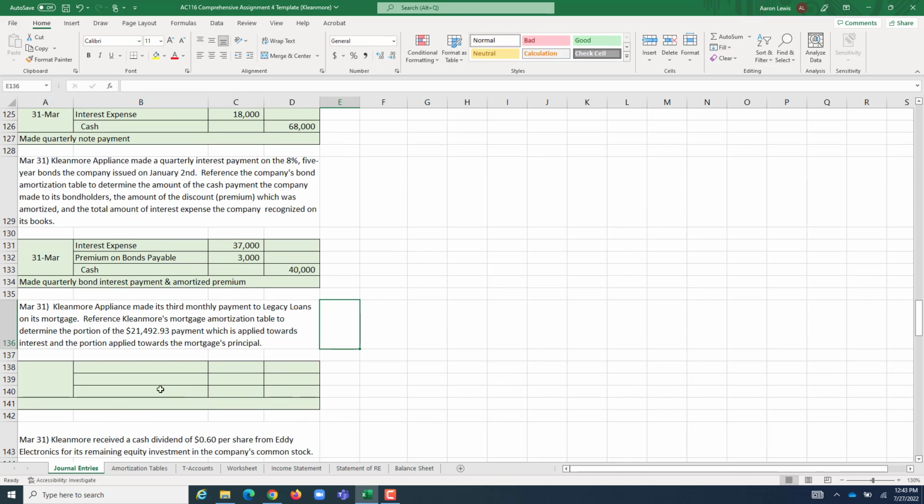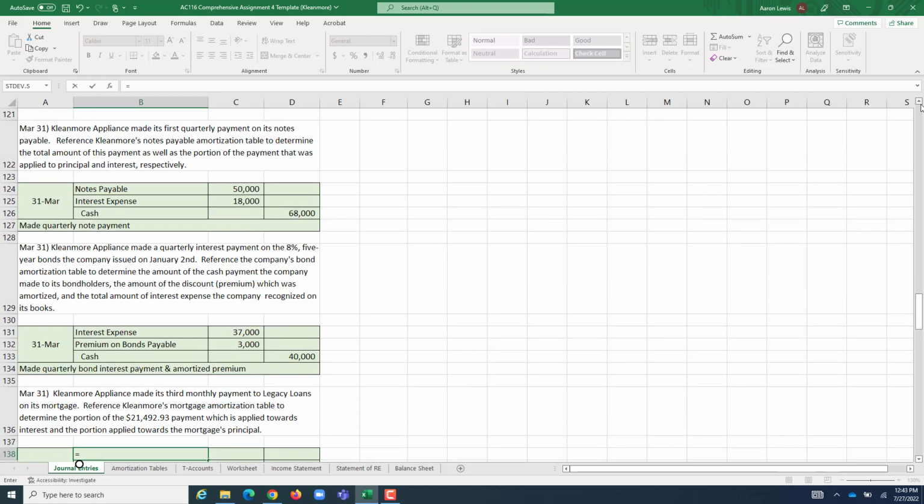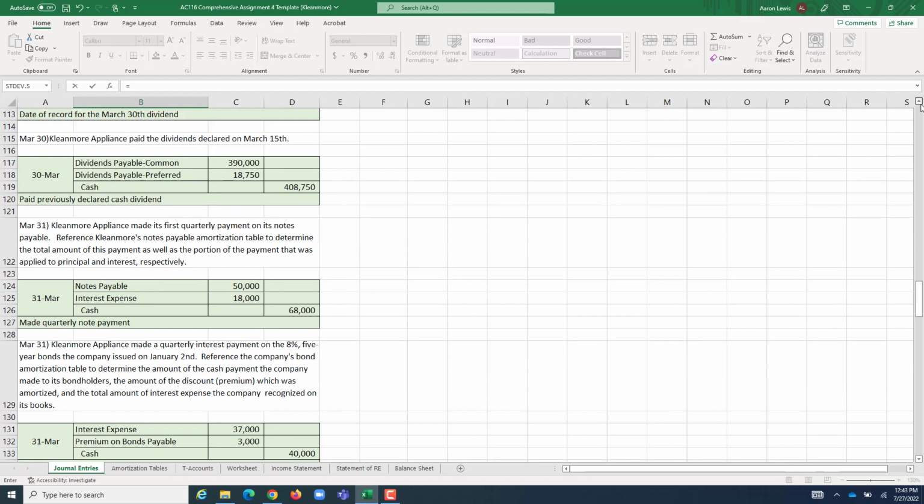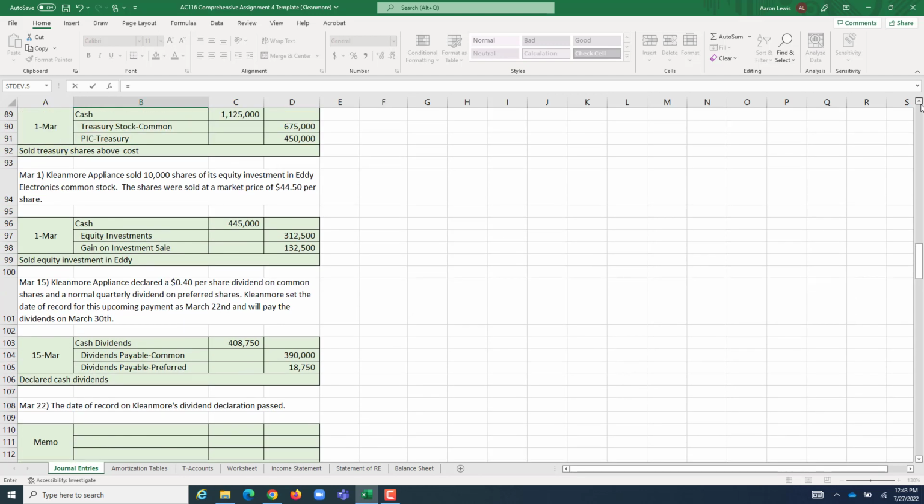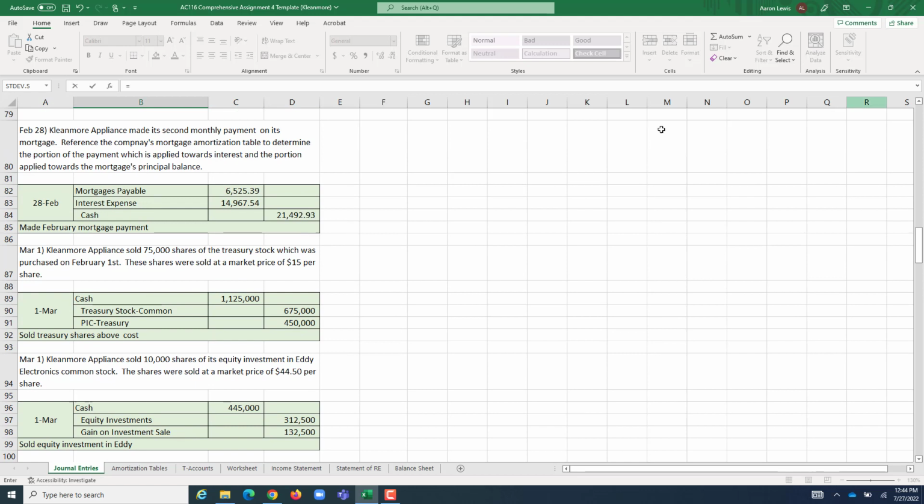Down here on March 31st, we are going to make our third monthly payment on our mortgage. We've been making this entry over and over again. The numbers are going to change. The accounts are always exactly the same. So I'm going to hit equals in the very first line for the account name. I'm going to go back up until we've had our last payment on our mortgage, which occurred right here. And we know that it's a debit to mortgages payable, a debit to interest expense, and a credit to cash.